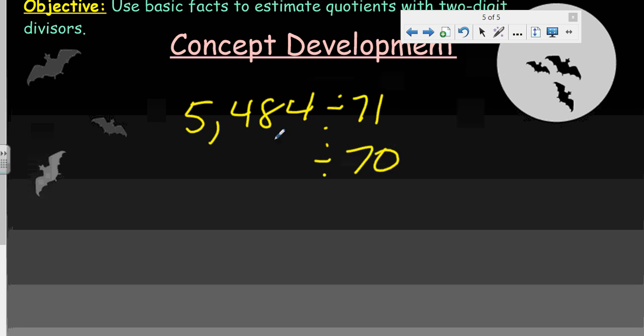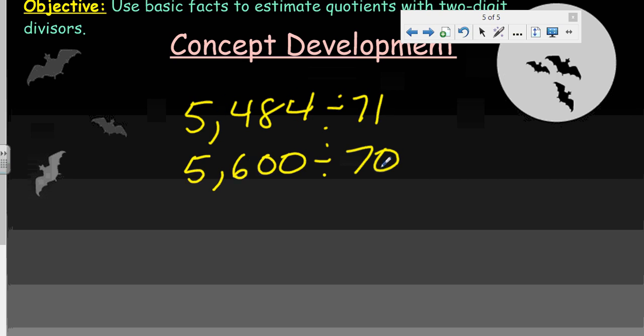Now, 7 and 5,000, not so much. With a number this large, you almost want to look at the first 2 digits. So here's 7. What works here? 7 times 7 is 49. Is there anything closer? What about 7 times 8? 56. Perfect. So we could do 5,600. That would be a good estimate for that number.